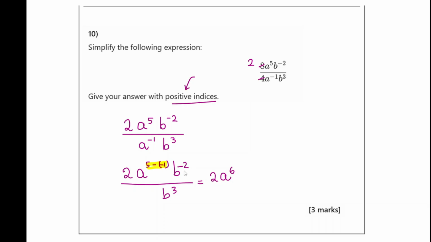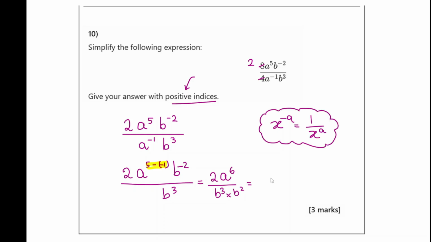So what I need to do is bring this b to the power of negative 2 down. Now remember the rule, x to the power of negative a becomes 1 over x to the power of a. So this is one of the basic index rules. So let's bring this b to the power of negative 2 down. I have b cubed already multiplied by b squared. Now, these two powers can be added up. 2a to the power of 6 divided by b to the power of 3 add 2, 5 is my final answer for 3 marks.